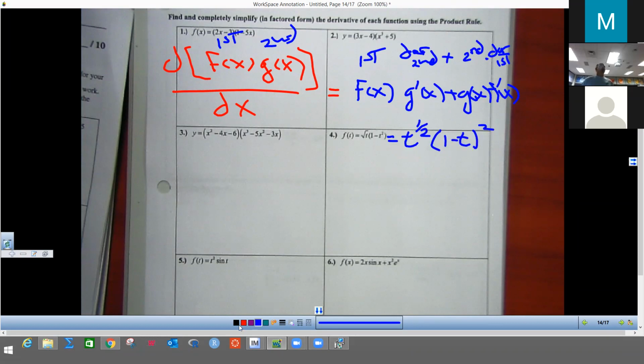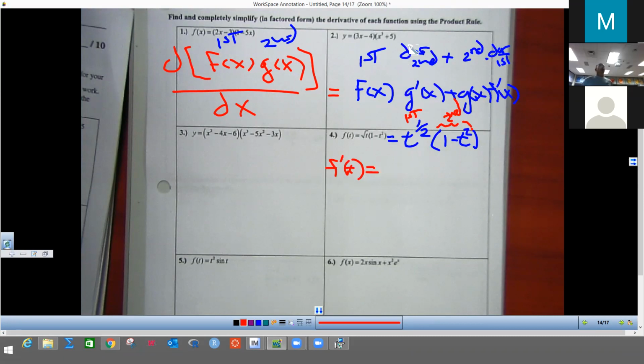So when I look at this problem right here, this t to the half is my first term. This 1 minus t squared, I wrote the 2 in the wrong place, this right here is the second term. That's the second term.